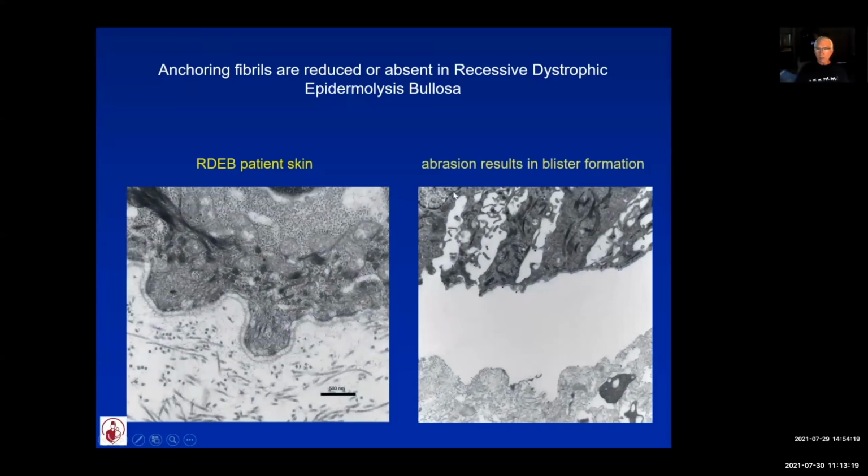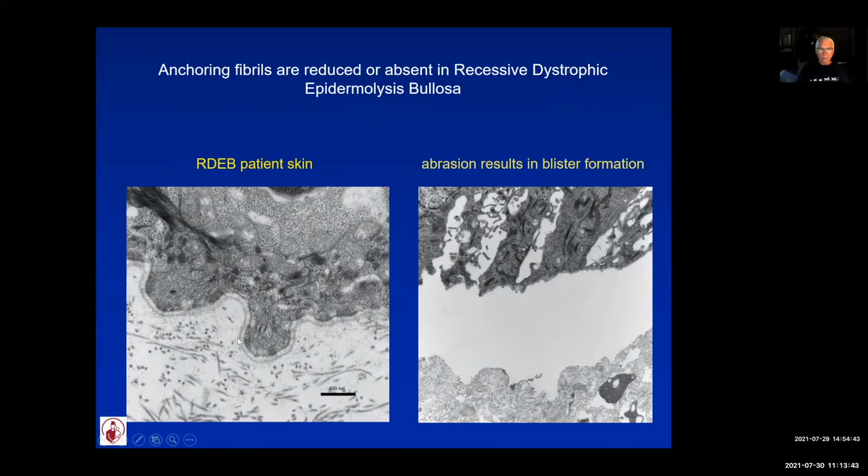There is a disease in which type 7 collagen is absent or near absent. It's called recessive dystrophic epidermolysis bullosa. And in this disease, you'll see, here's the epithelium, here's the dermis here, but you'll see a lack of anchoring fibrils. They're simply not present. Or if they are present, they're present in a very rudimentary form.